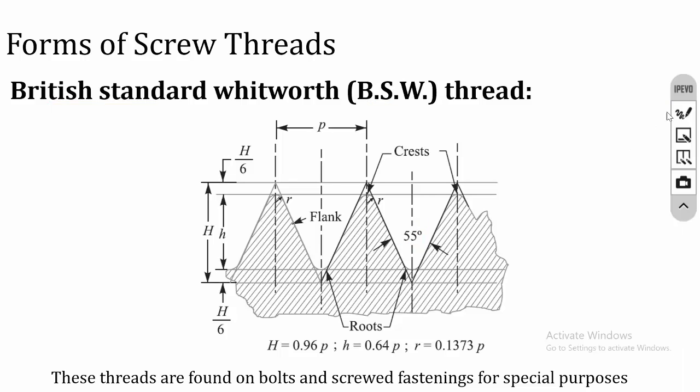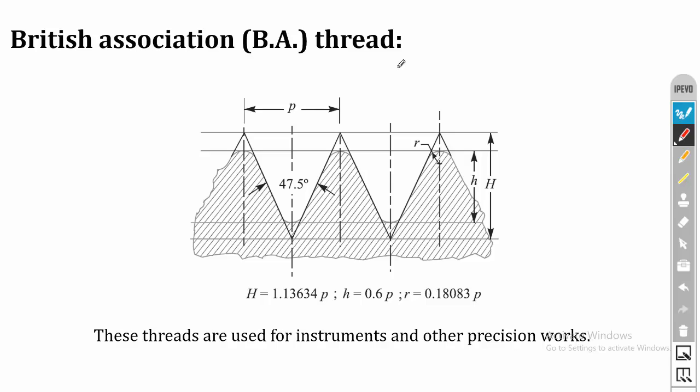Then the second profile is British Association thread, BA thread. Here also we have a V profile of thread, and the angle of thread is 47.5 degree. This kind of BA threads are used in some instruments and other precision work. This BA thread is used in most of the measuring instruments and other precision works. This thread is not used in any fluid carrying application or any load carrying application. It is mainly used in measuring instruments.